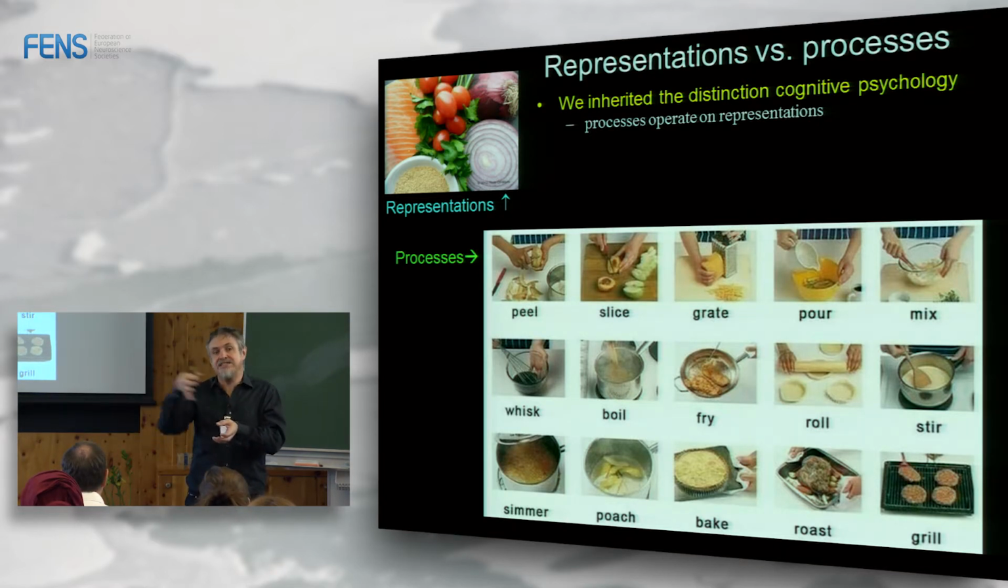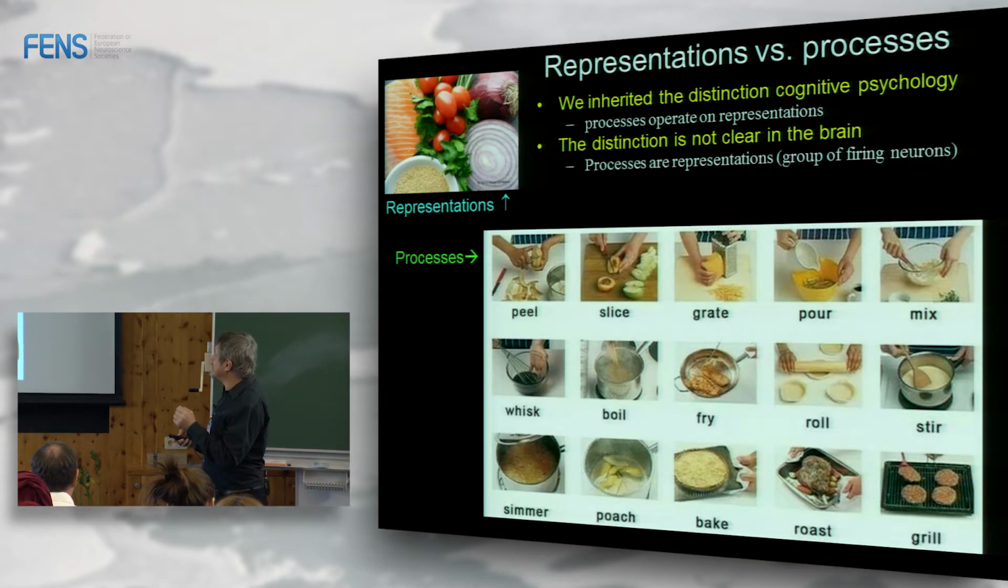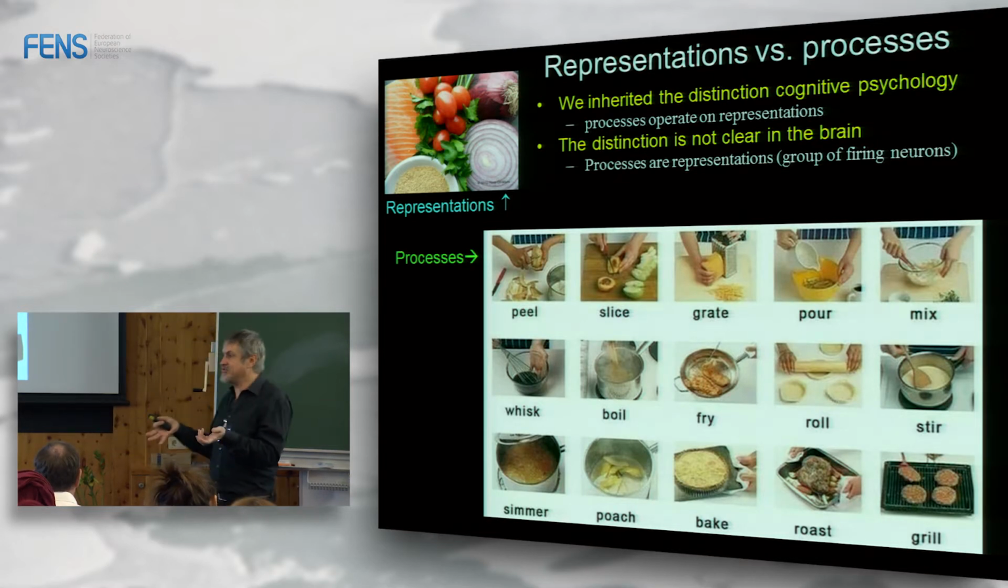You can have top-down attention to a house or top-down attention to something else, but when you get to the brain, things are not like that, right? So first, the distinction is not clear in the brain because processes are representations, right? So what is a process? It's a group of neurons firing together. So what is a representation? It's also a group of neurons firing together. So how do you distinguish that?